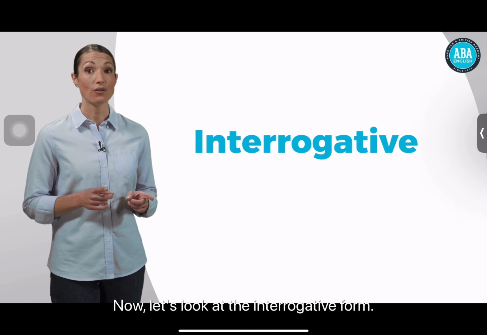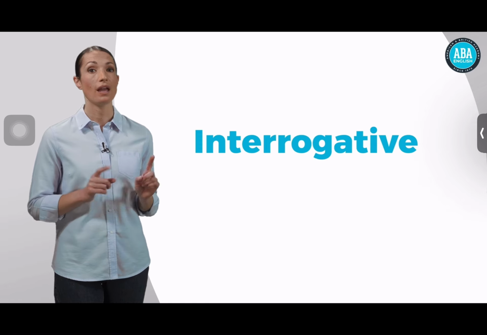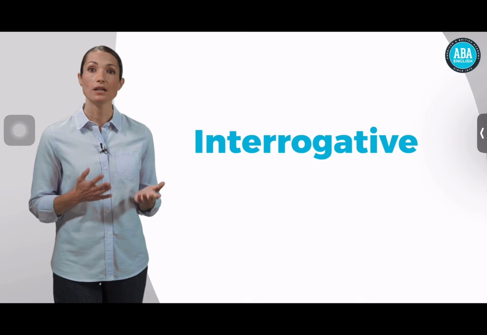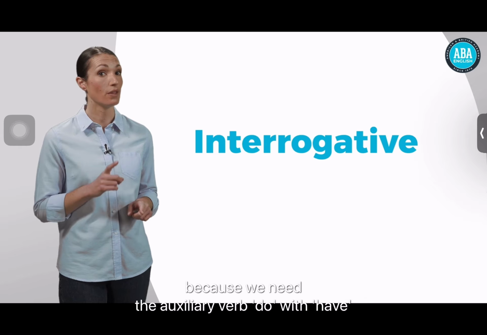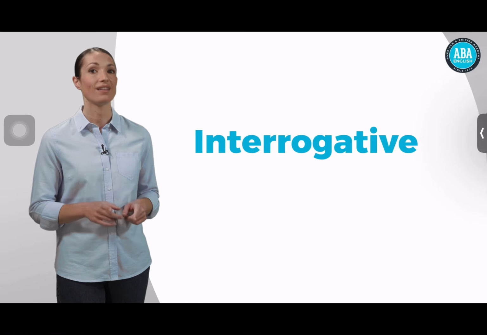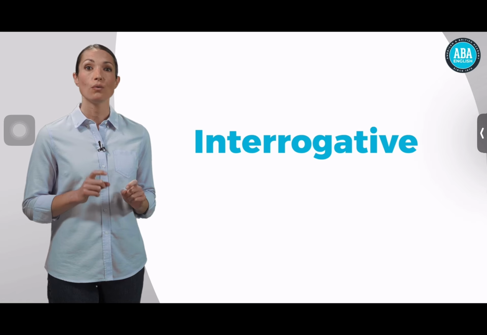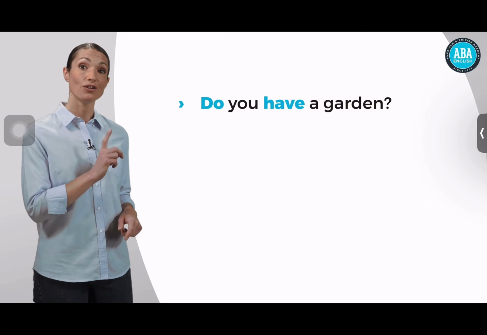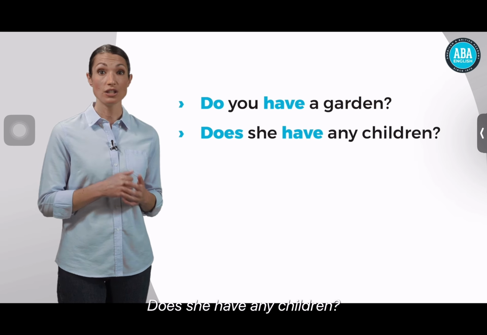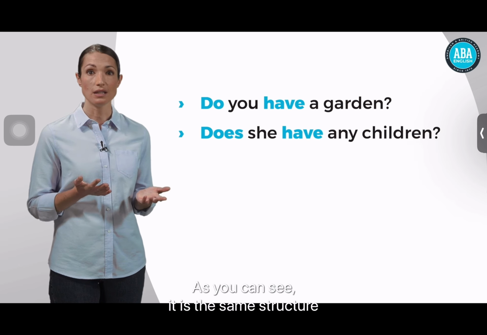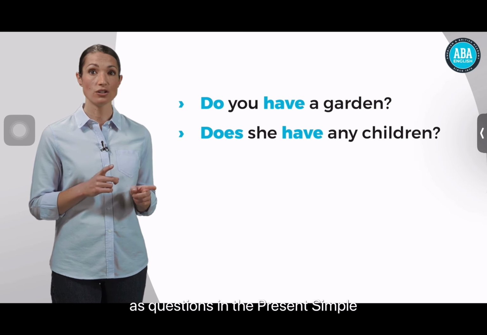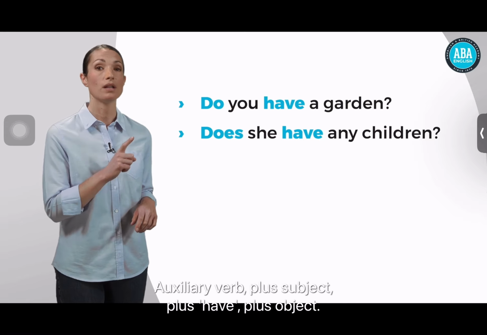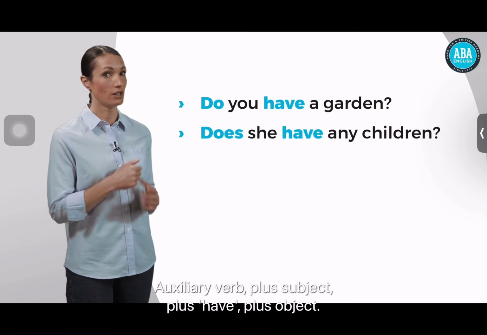Interrogative. Now, let's look at the interrogative form. Again, the structure changes depending on whether we use have or have got, because we need the auxiliary verb do with have, but not with have got. Let's start with to have. We start a question with the auxiliary verb do. For example, do you have a garden? Does she have any children? As you can see, it is the same structure as questions in the present simple with the auxiliary verb do. Auxiliary verb plus subject plus have plus object.